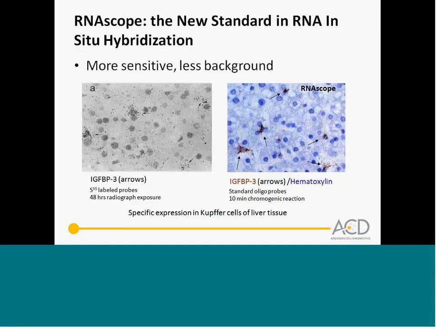And here you can see that with isotopic methods, a radiograph exposure of 48 hours would be comparable to a 10-minute chromogenic reaction with RNAscope. And you can see that not only is it more sensitive than the isotopic methods, it also has less background and is more specific.